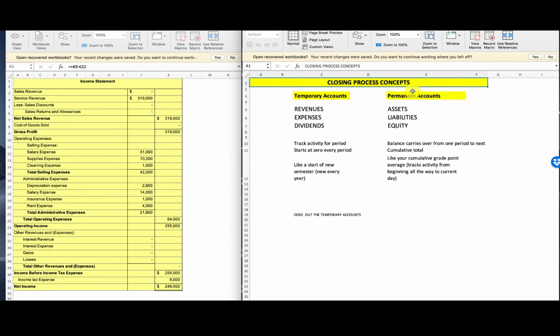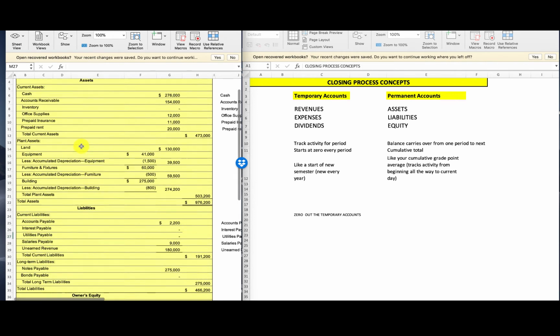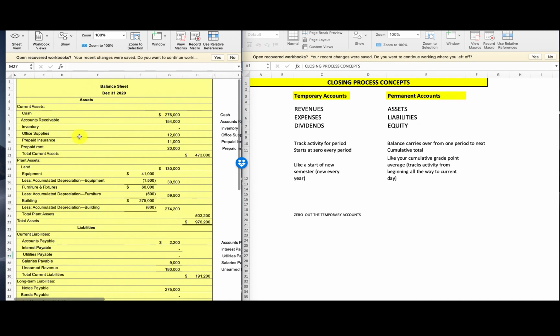Well, that's the complete opposite of permanent accounts. So permanent accounts are asset, liability, and equity accounts, and permanent accounts are the balance sheet accounts. So these are not temporary accounts, right? So the balance sheet accounts, the balances carry over from one period to the next. So if you think about your cash balance, at the end of the period, at the end of 2021, you have $1 million in cash. When you start 2022, you don't make the cash zero. The cash carries over to a new balance.